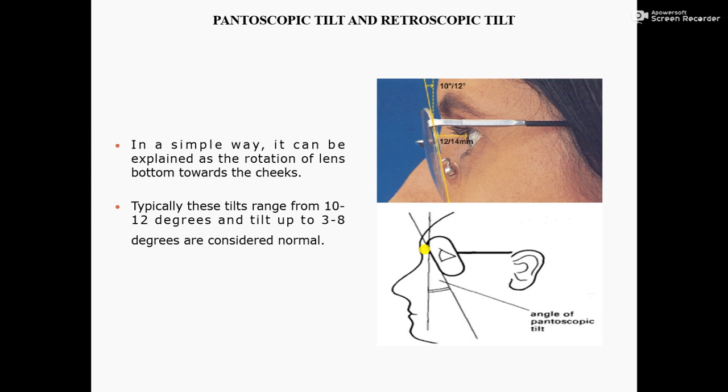Typically, this tilt ranges from 10 to 12 degrees, and tilt up to 3 to 8 degrees is considered normal. Here we will make a line at 90 degrees, like that. See this diagram at 90 degree.